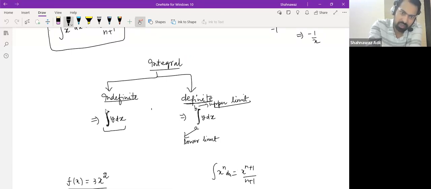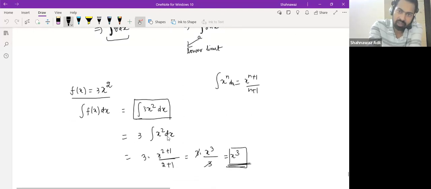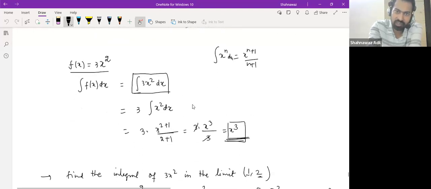So whenever we don't have limits on the integral, that is called the indefinite integral. And whenever we have limits on the integral, that would be called the definite integral. Okay. Now, what is the calculation involved with these definite and indefinite integrals?